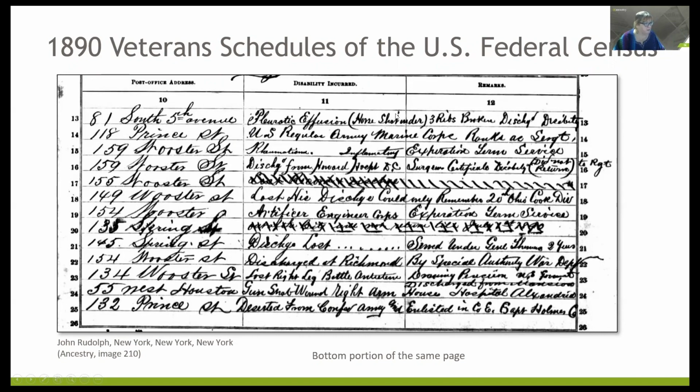For example, John had his horse shot out from under him and 3 ribs broken. So there's a little bit of his story there from the war. You've got other people who, this guy lost his right leg at the Battle of Antietam. There was a gunshot wound to the right arm. And the last gentleman here deserted from the Confederate Army and enlisted in Company E, Captain Holmes' company. So there's a little something for your Civil War story, right?